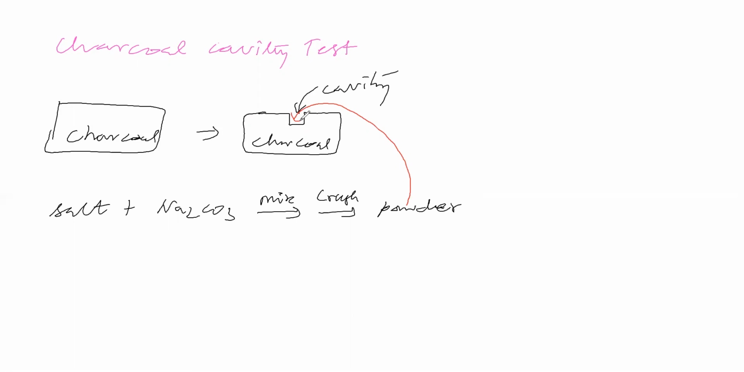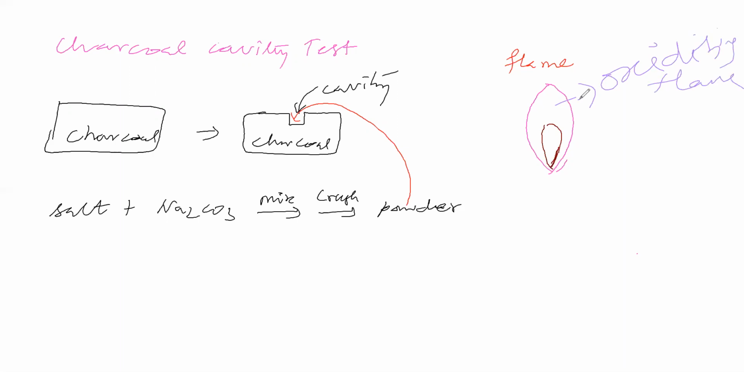Next, we are considering the flame. In the flame, two types are possible. One is called an oxidizing flame and another one is called a reducing flame. In the flame, we can see two flames. One flame is like this, and another flame will be like this. Now in these two flames, this flame appears blue in color. This is called an oxidizing flame.